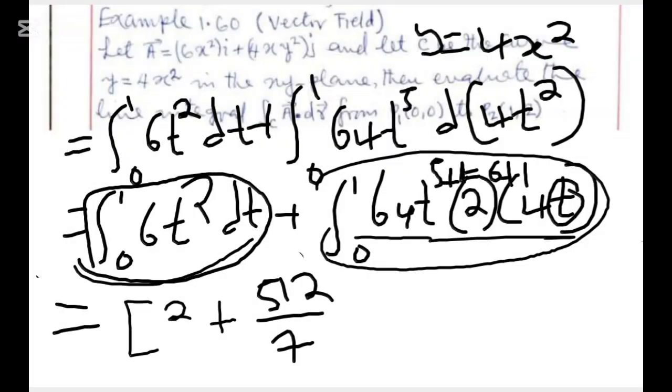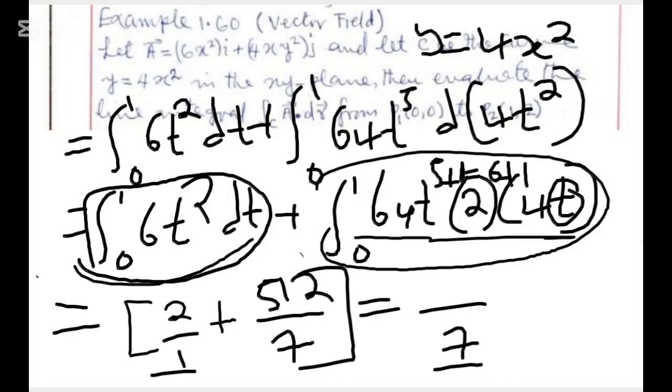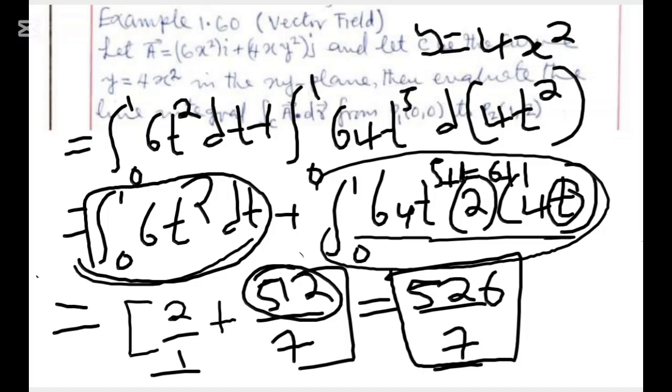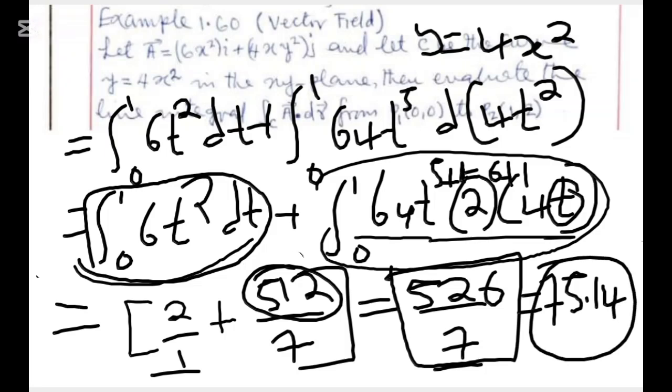So therefore I have to simplify this. This is the same thing as saying the LCM, which is 7. So 7 into 1 will give me 7, and therefore 7 multiplied by 2 will give me 14. 14 plus this, at the end I will get 526. At the end, the final solution will now be 75.14.